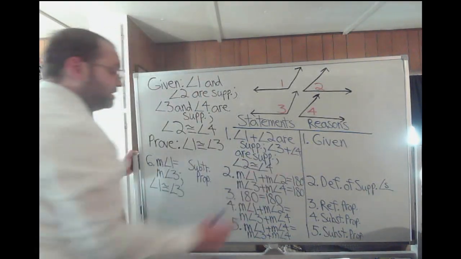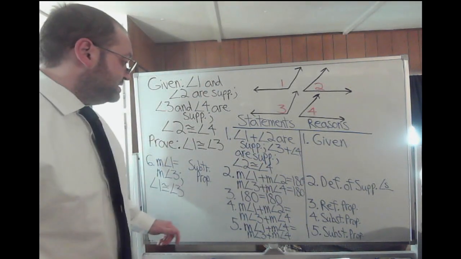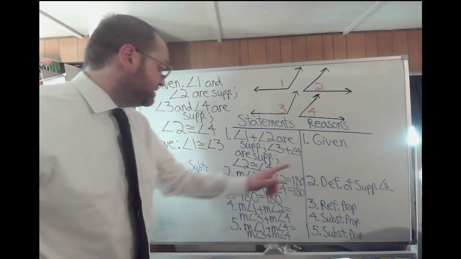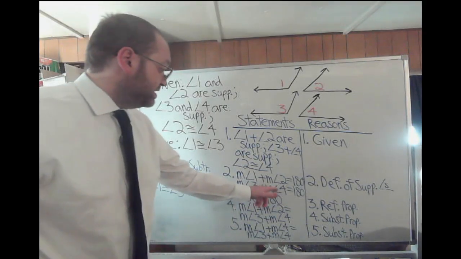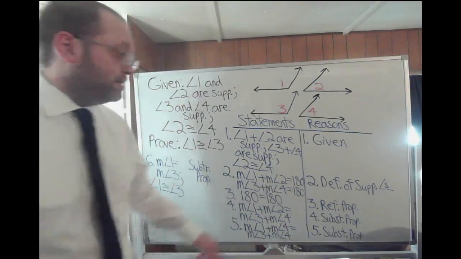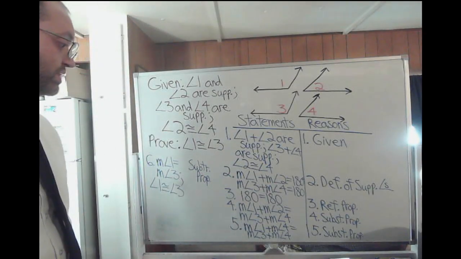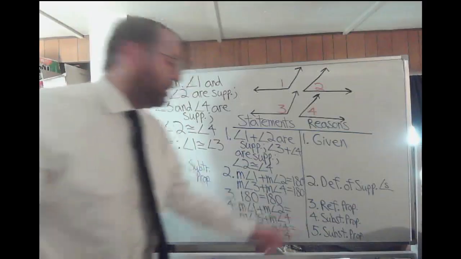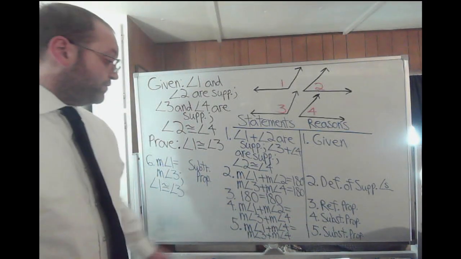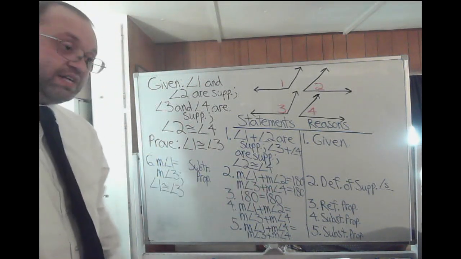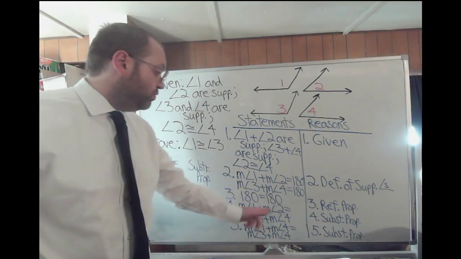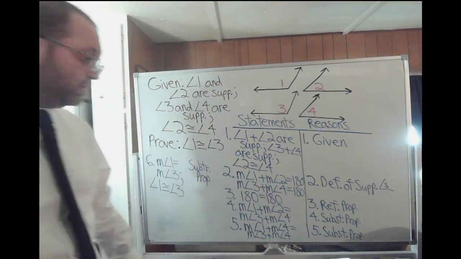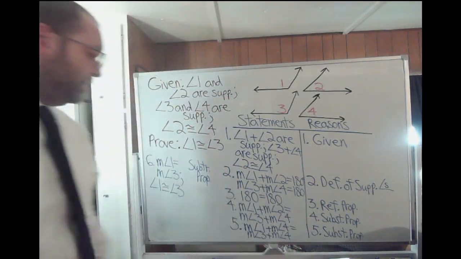All that was given. Now, based on these statements, if angle 1 and 2 are supplementary, that means if you add them together, they'll equal 180 degrees. Same with the measure of angle 3 plus the measure of angle 4, it equals 180 by the definition of supplementary angles. And then we know 180 always equals 180. That's the reflexive property. And then for each 180, you can substitute the left side of the equation in. So we got the measure of angle 1 plus the measure of angle 2 equals the measure of angle 3 plus the measure of angle 4 by the substitution property.